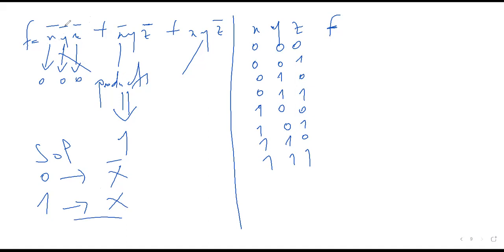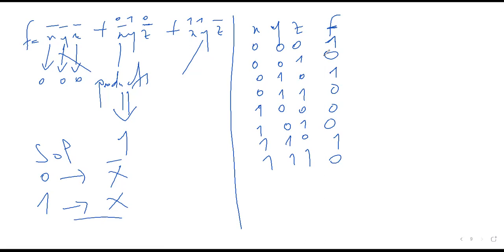So what is this product? The first product is 0, 0, 0. So here, where we have 0, 0, 0, for the first product, the output is 1. For the next one, this is 0, 1, 0. You find your 0, 1, 0 here, and you have an output of 1. And the third one, we have 1, 1, 0. You find 1, 1, 0 here, and you have an output of 1. The rest are zeros.